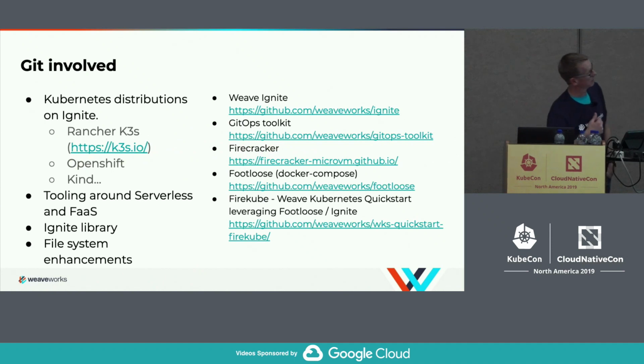Basically, at the end here, we'd like you to get involved. We'd like to see people building other Kubernetes distributions on here. One of the things that we did is we created something called Firekube at Weaveworks. It's all open source, and it uses our WKS control, uses the footloose process, and then creates virtual machines using Ignite underneath that. So you can scale up and scale out clusters from within Kubernetes using the Firekube technology.